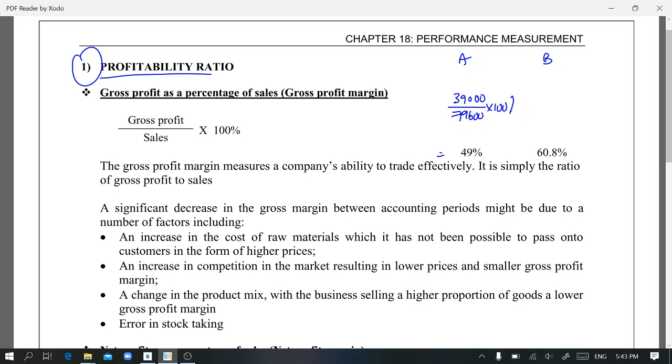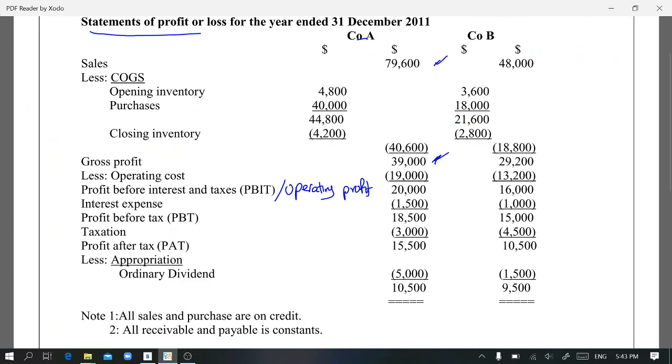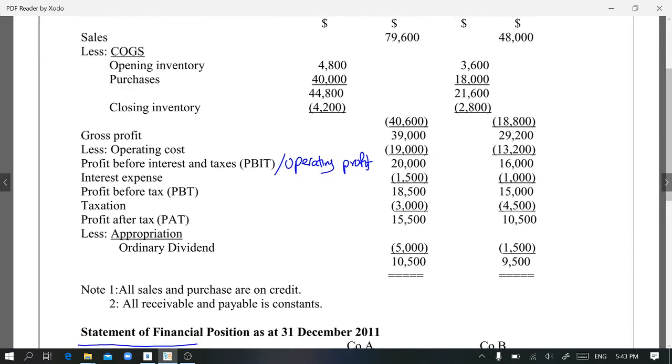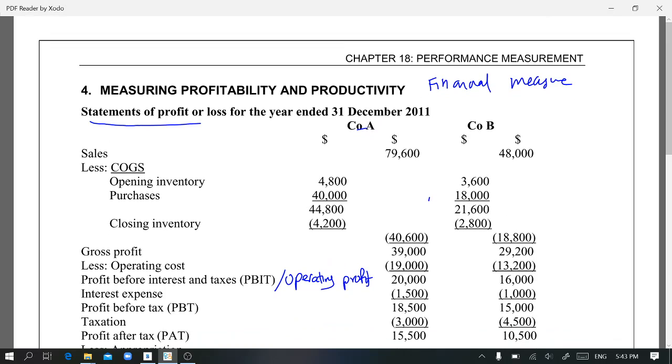So the answer is 49%. For B will be 60%. Means every dollar sold, 49% is our gross profit. Sales is 100%. Almost half of it is gross profit. In other words, the balance 51% is the cost.